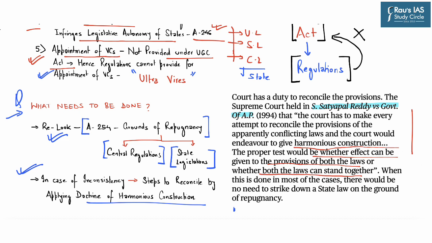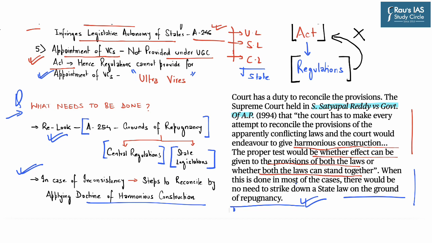And when such reconciliation is done by applying the doctrine of harmonious construction, then there would be no need to strike down a state law on grounds of repugnancy. So this is what has been provided as a way forward with respect to conflict between central laws or regulations and also state laws. That is, an effort should be made towards reconciling those laws so that both laws can stand together.